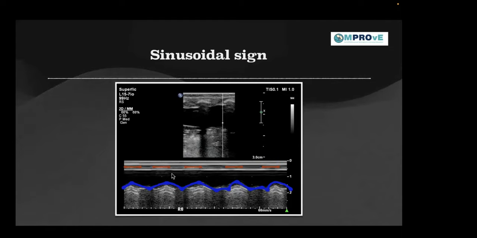Now, why do you get a sinusoidal sign? Because with each respiration, your lung moves in and out, or you can say up and down. As the lung keeps moving to and fro from the transducer, it generates an image like a wave. So it's going towards the transducer, away from the transducer, towards, away. So you get a nice sinusoidal sign.